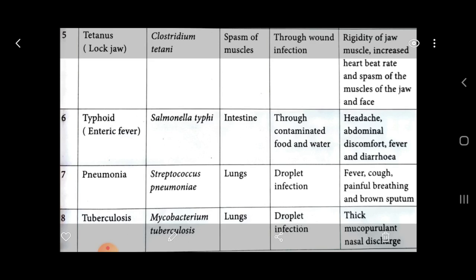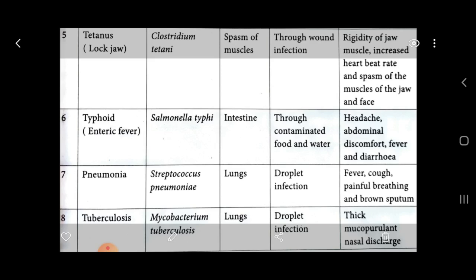Then pneumonia. Pneumonia is caused by Streptococcus pneumoniae. The area of infection is the lungs, and the mode of transmission is droplet infection. If a person coughs near you, or spits sputum, from there the pneumonia will come and affect us. The common symptoms are fever, cough, painful breathing and brown sputum. The sputum will be brown in color.